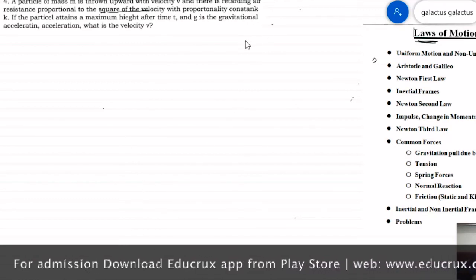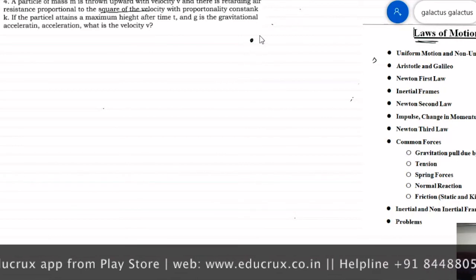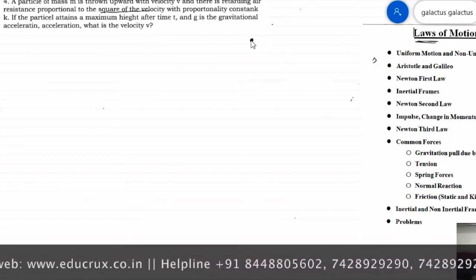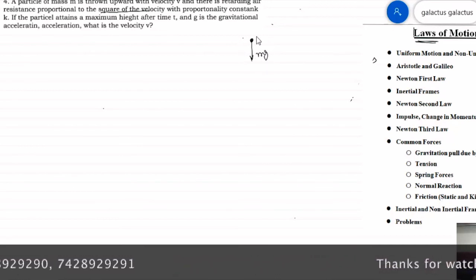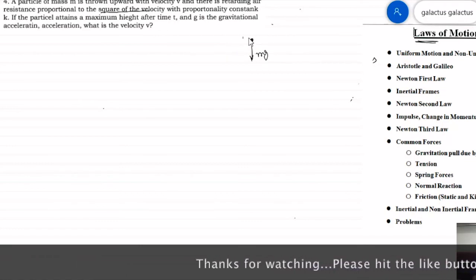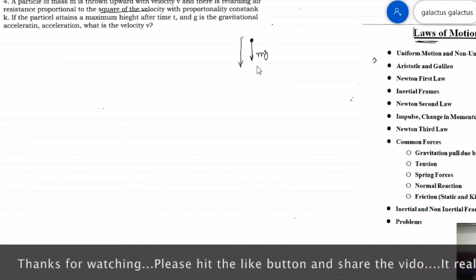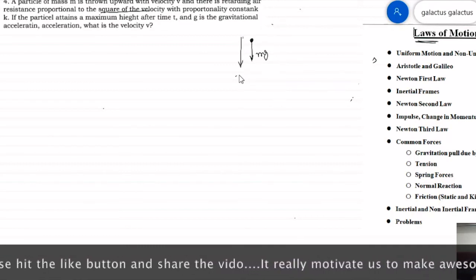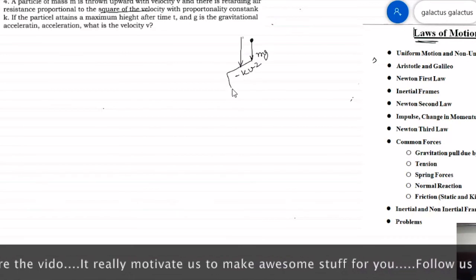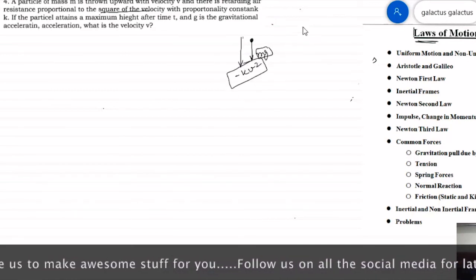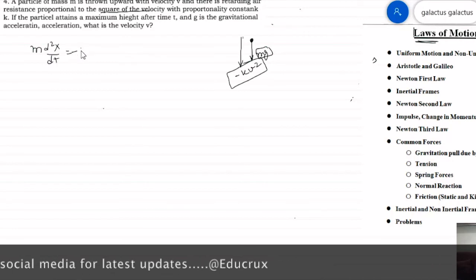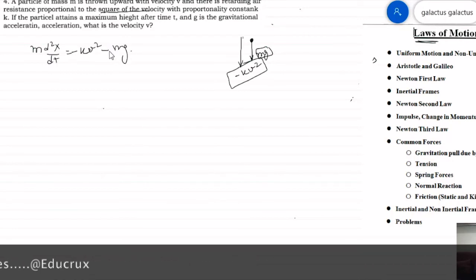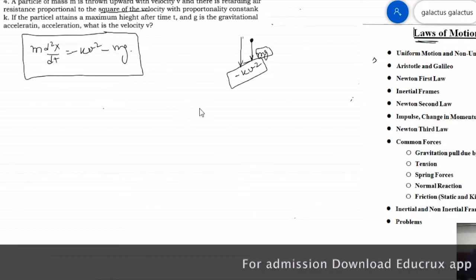Let us now first draw the force body diagram for this question. If the ball is thrown upward, the gravitational attraction due to the earth will be downward, and the retarding force that will retard the motion of the body will also act in the downward direction because the ball is moving upward, which is equal to minus kv square. This is the retarding force and this is the weight of the body. So I can write the equation for it, which is equal to minus kv square minus mg. This is the equation that we have to solve, and we have to evaluate what is the velocity of the body.